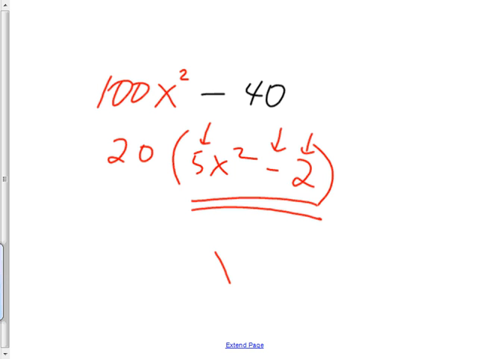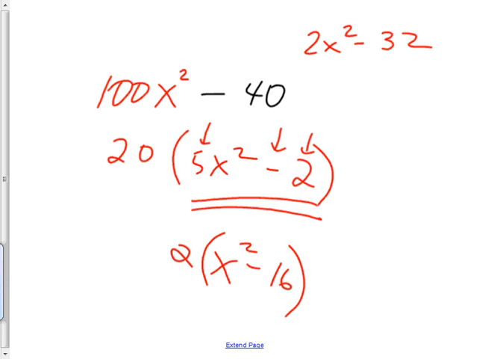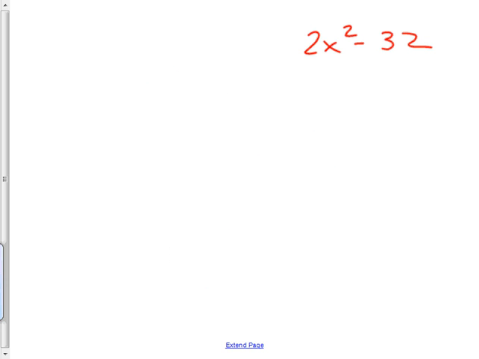If this had been x squared minus 16 left after I had taken out like a 2, you know, like let's say it had been 2x squared minus 32. Try that one. Can't factor it right away, just factor something out of it.